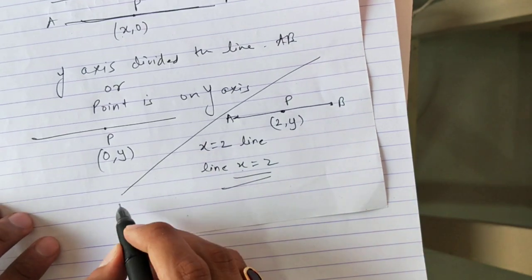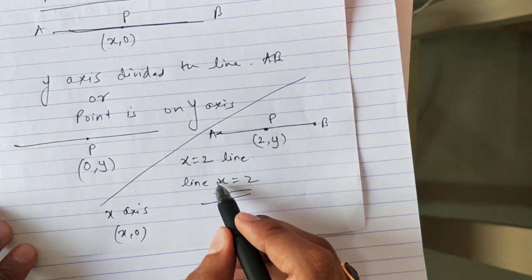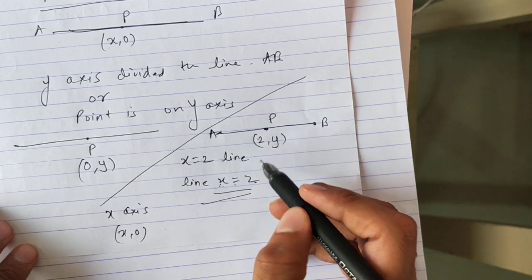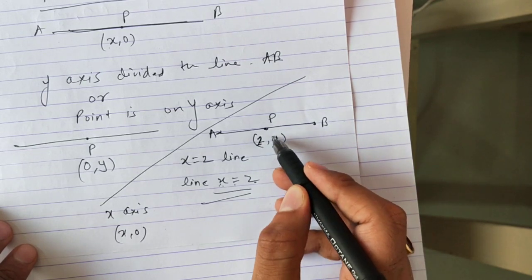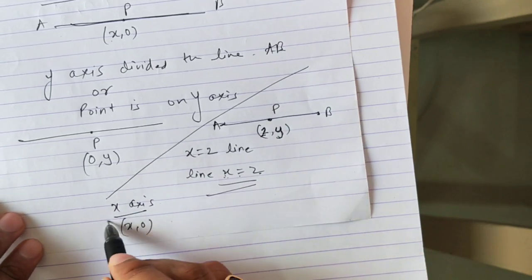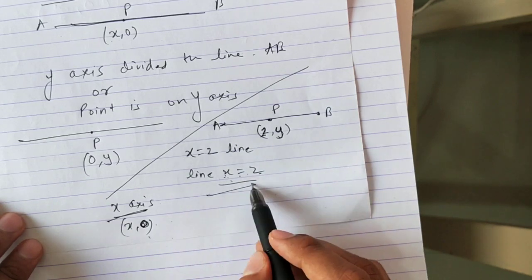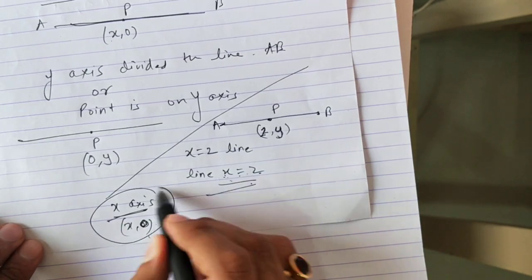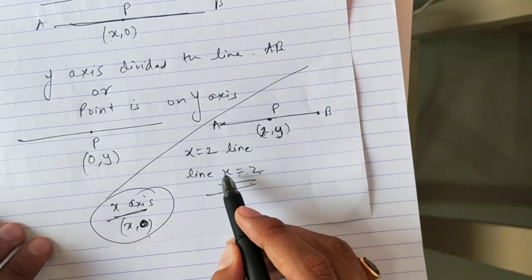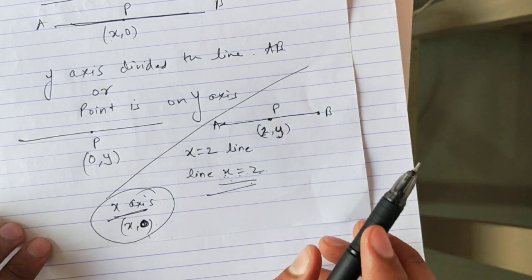If they give you the x-axis, you will take x comma 0. But if they give you x is equals to 2 or x is equals to 3, then in the place of x you will put 2, and y will be as it is. For the x-axis, y becomes 0, not in this case. Don't get confused between them. For the x-axis, y will automatically become 0. But if they give you x is equals to 2, then in the place of x you write 2, and y you keep as it is.